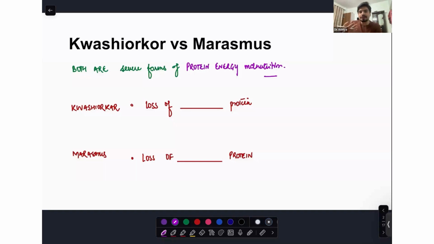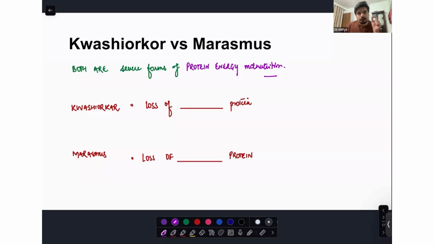This unfortunately is a slightly outdated concept. The actual concept goes something like this. In both Kwashiorkor and Marasmus, the child essentially has not been eating for a very long time. They're malnourished, a severe form of protein energy malnutrition. For a long period of time, they have not eaten anything.